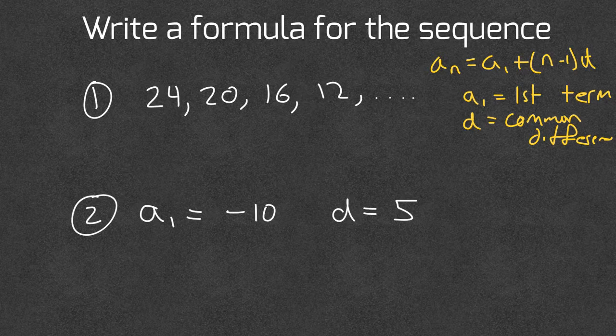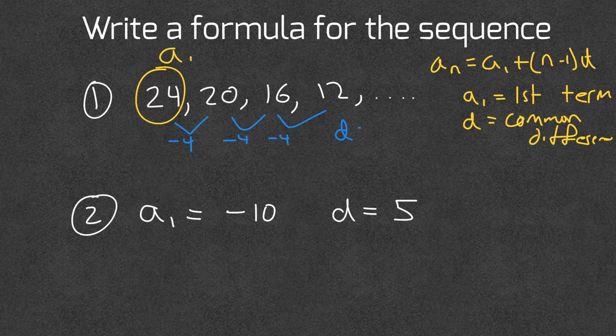And if I look at problem number 1, the first term is easy to find. It's 24. That's a1. Then the common difference, what I'm doing is I'm looking for how do I get from one term to the next. And sometimes it's pretty easy to spot. Here I'm subtracting 4 every time, which means that my common difference is negative 4.